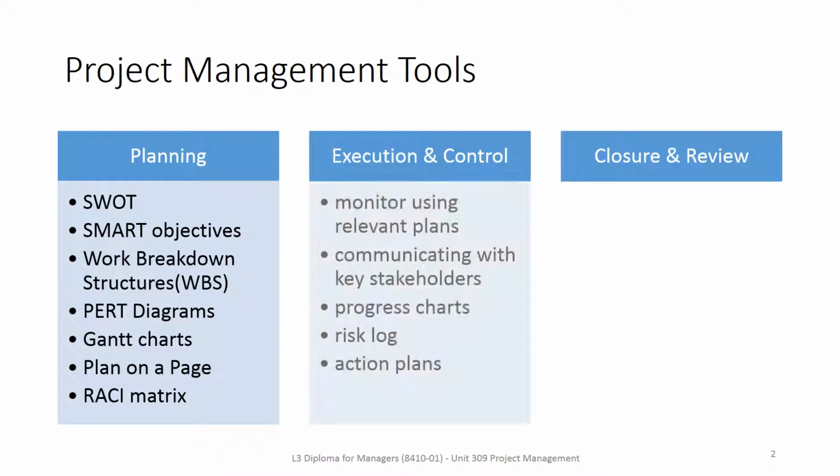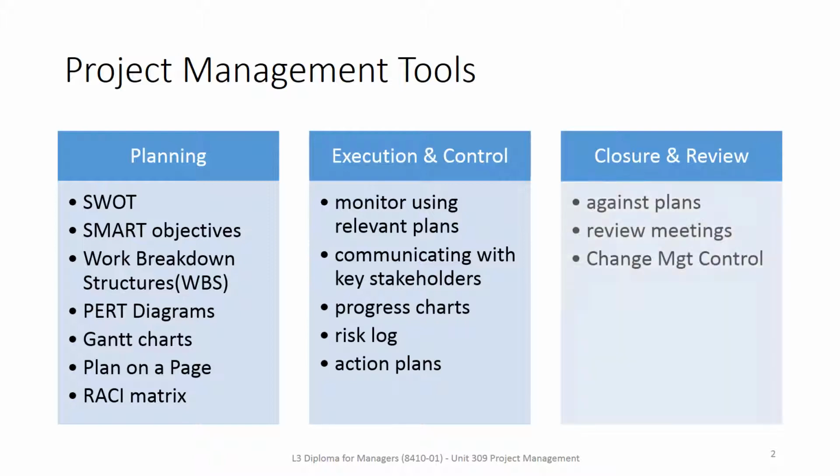We can then be in the execution phase, monitoring those relevant plans, communicating information to stakeholders. We can develop progress charts based on those things. We can be using our risk log that will have started when we went through the planning and identified the risks, and we can be using action plans. Then in the closure and review stage, we can be reviewing against those plans, and that's why it's key that they're there. We can be holding review meetings to see what people's thoughts were, and we can be using change management control.